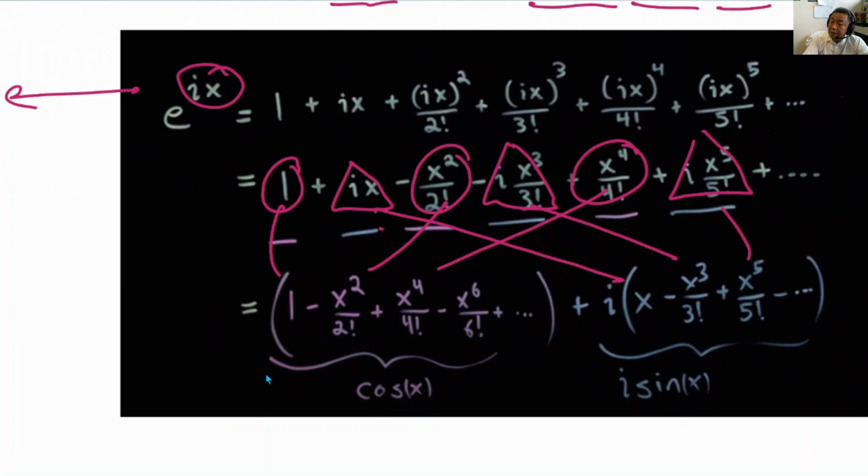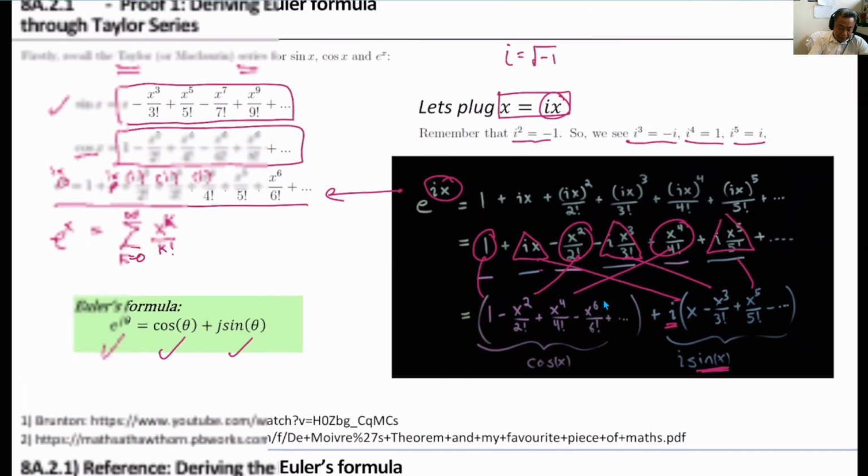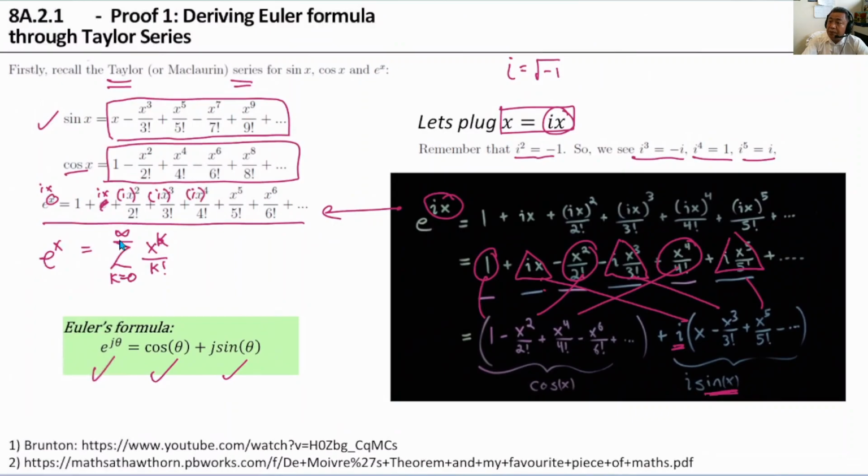And you realize that, hey, isn't this the cosine of x? And here, when you bring the i out, isn't this the sine of x? And this is how you derive the complex exponential form, Euler's formula e^(jθ) equal to cosine θ plus j sine θ, using Taylor series expansion.